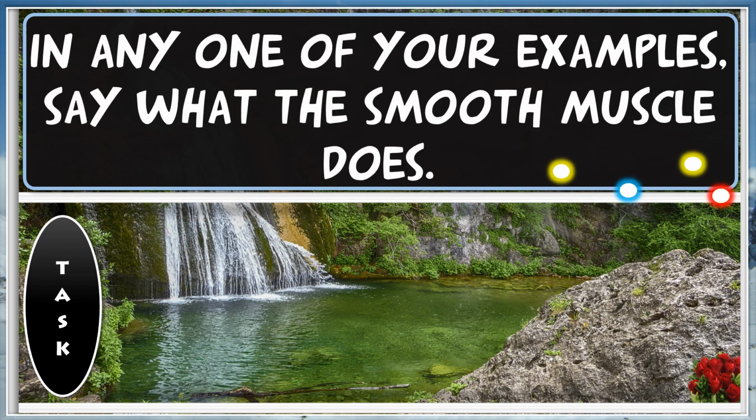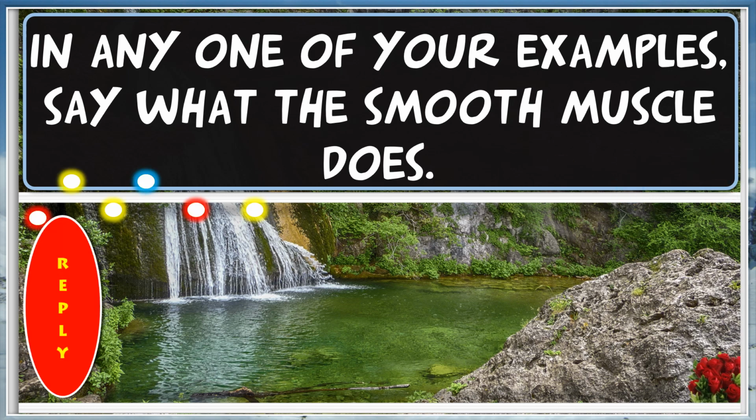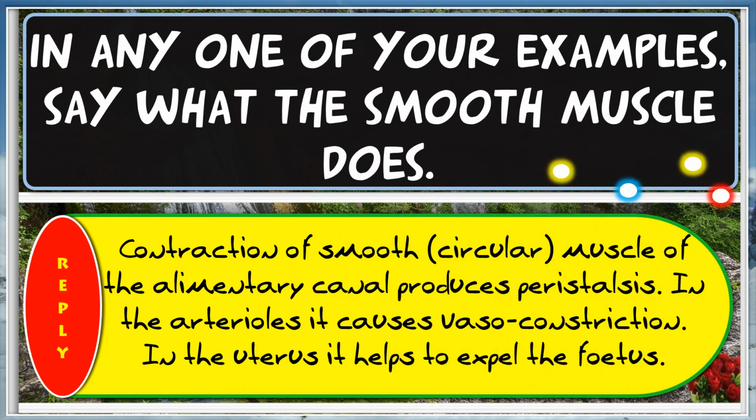In any one of your examples, say what the smooth muscle does. Contraction of smooth or circular muscles of the alimentary canal produces peristalsis. In the arterioles, it causes vasoconstriction. In the uterus, it helps to expel the fetus.